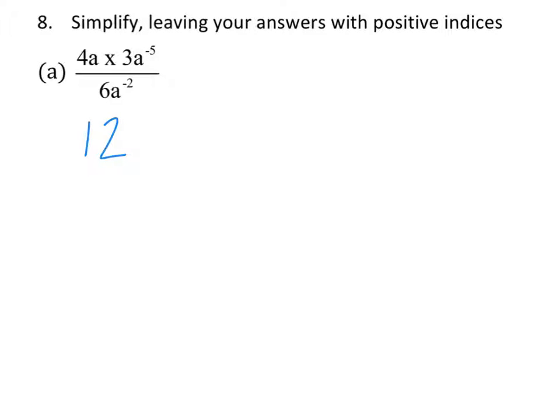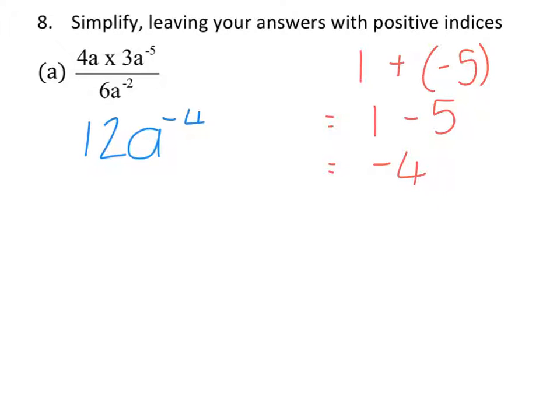Then we have a to the power of 1. It's not shown, but the power is 1. Multiplied by a to the power of negative 5. So when we multiply, we add the indices. So just to make this really clear, I'll show the working for this at the side. We have a power of 1, add the negative 5. So we have 1 and a plus and a minus together gives us a takeaway. So we have 1 takeaway 5, which gives us negative 4. So that means that the power on the a is negative 4.